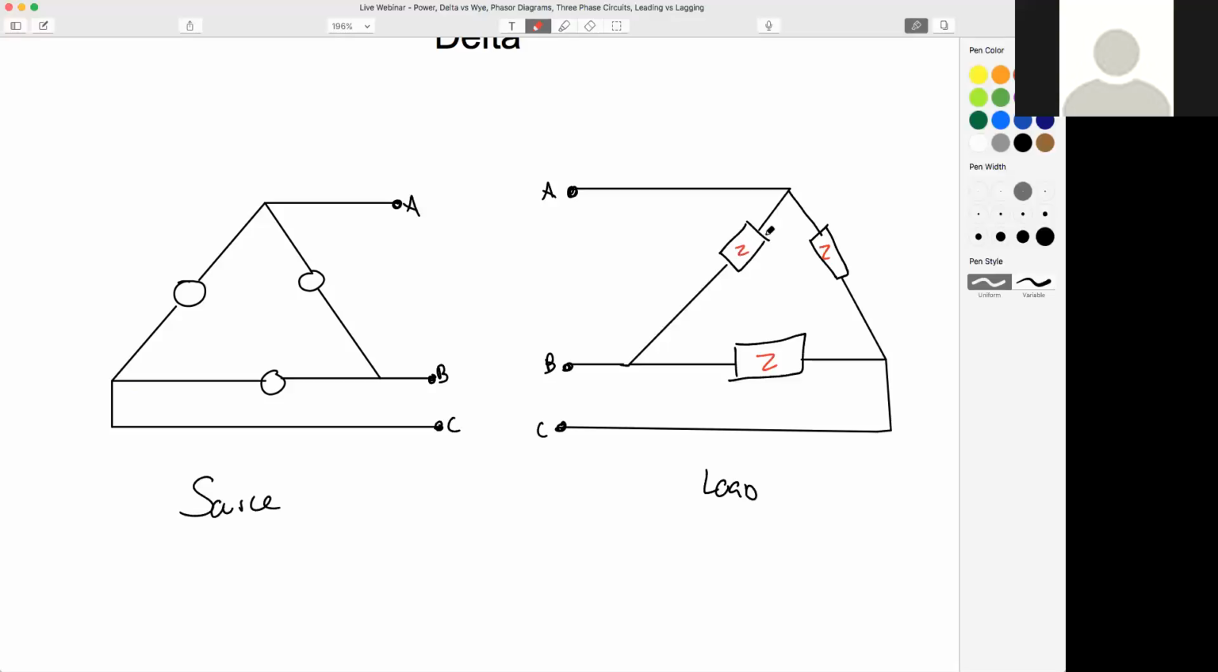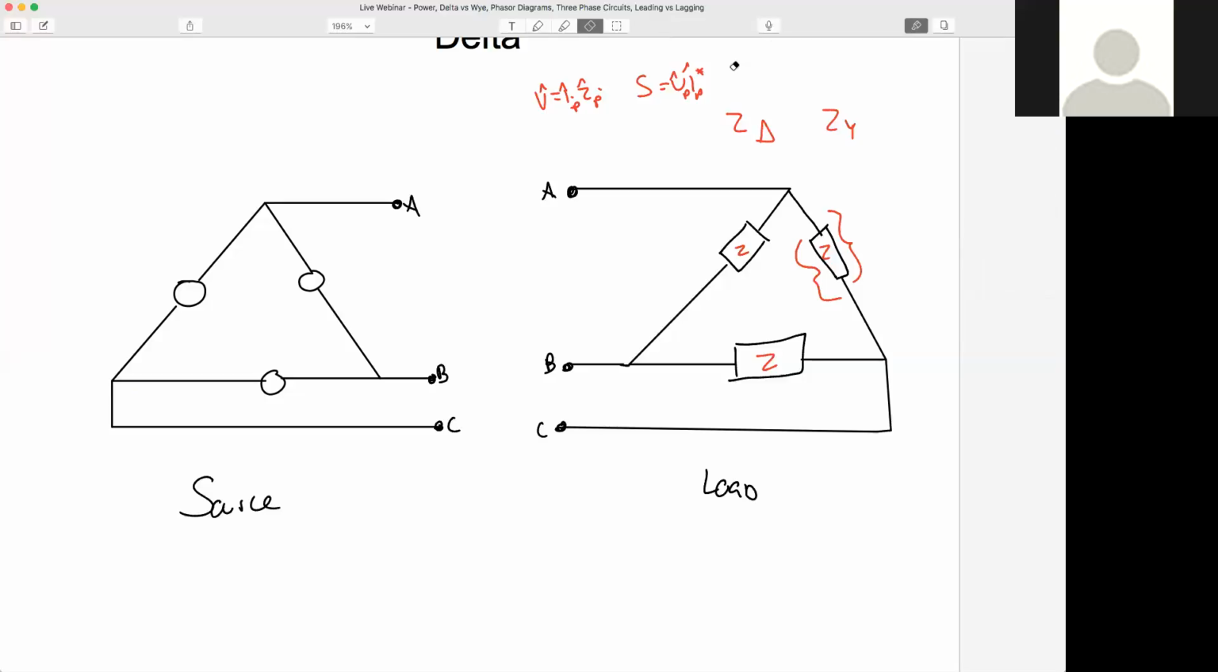Almost anytime you're given impedance, it's almost always going to be the per phase impedance. So if they say it's a delta impedance or a Y impedance, that value in ohms goes right here. Whereas with voltage and current, you can have line, you can have phase. Impedance is almost always going to be per phase. So all those formulas, Ohm's law, power, are always going to use your per phase value for your impedance. That's one thing to point out. I get asked that quite a bit.